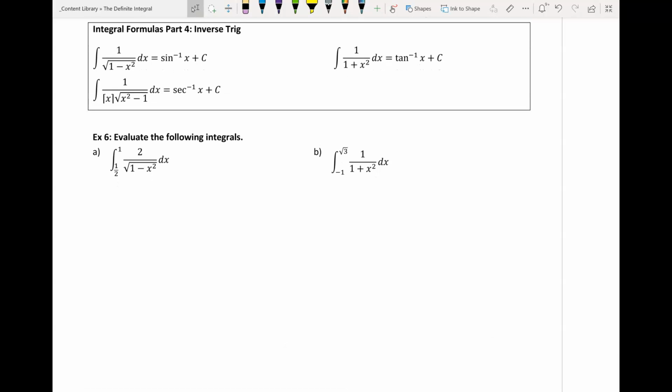And then the last type of antiderivative we're going to look at is the inverse trig. So we know that the derivative of sine inverse x is 1 over the root of 1 minus x squared. And the other ones should look familiar as well. These are the main ones we're going to focus on. So this 2 I can just pull out in the front. So this antiderivative is going to be sine inverse x. And we're going to evaluate this from 1/2 to 1.